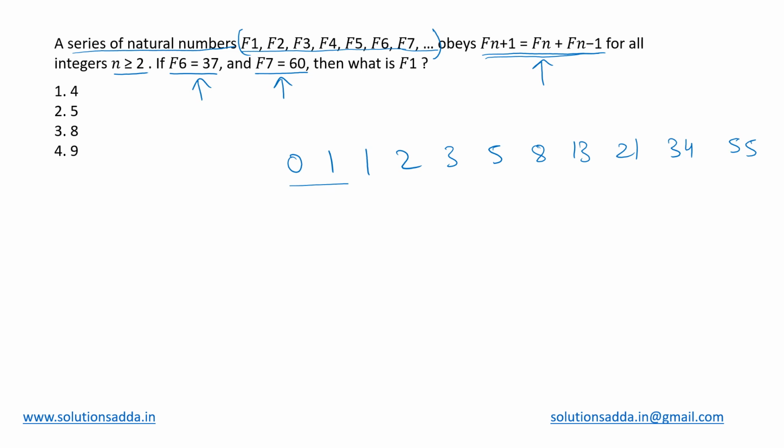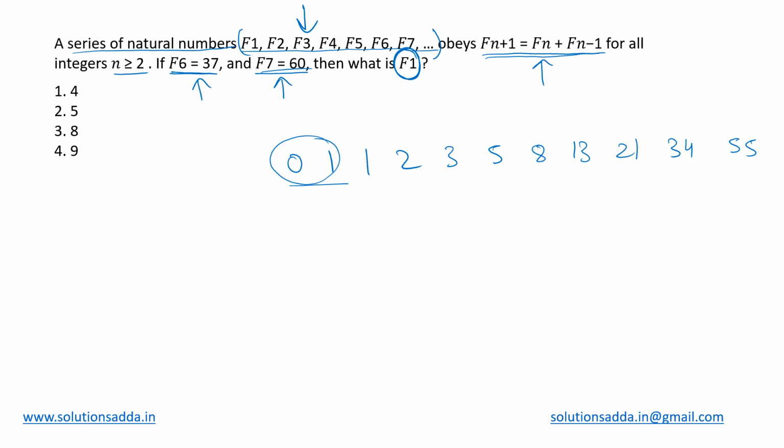The given series is also a Fibonacci series, but it would have some different starting point instead of 0 and 1. That is when it will have its 6th and 7th terms as 37 and 60. And that's what they're asking us to find. What is F1, which means the starting number for this Fibonacci series.